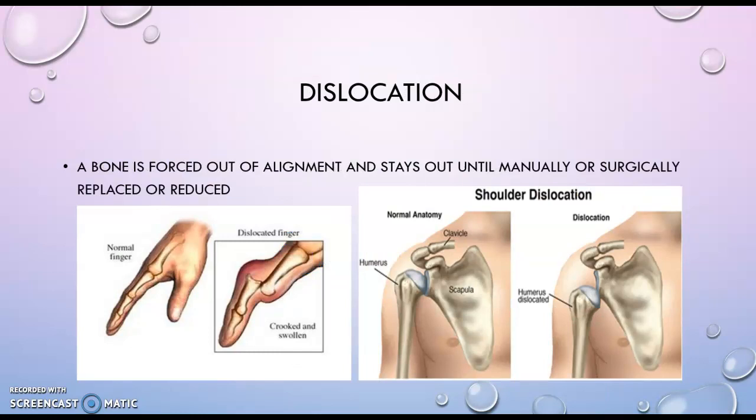Dislocations: a bone is forced out of alignment and stays out until manually or surgically replaced, or reduced. We see these in fingers, thumbs, the shoulder, and elbow. As you can see in the photo of the finger dislocation, there's a crooked or swollen-looking joint, and typically they cannot move it. In the shoulder, the most common dislocation is the humerus getting pulled down or forward within the shoulder joint.